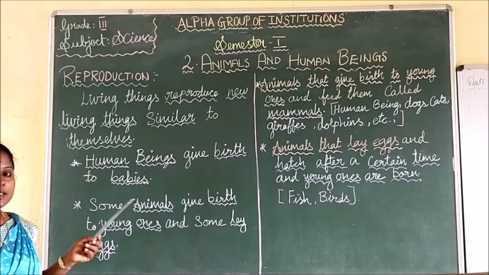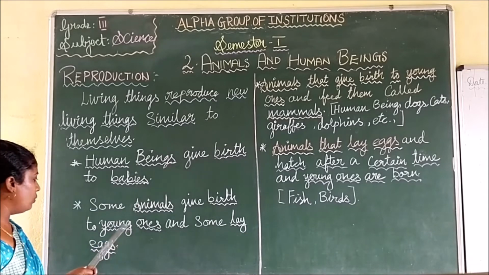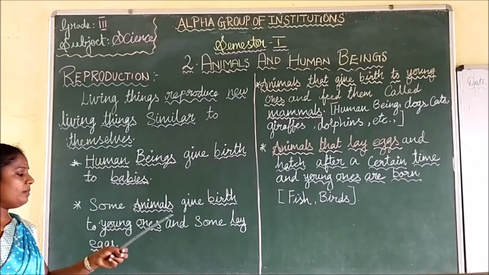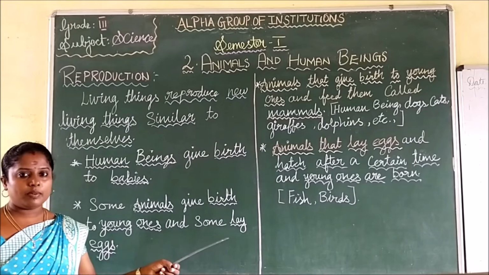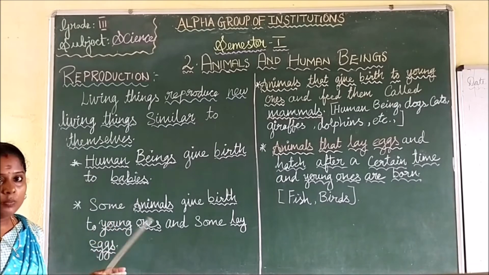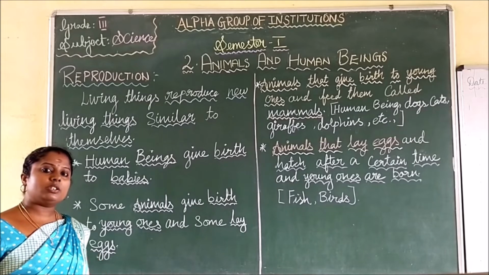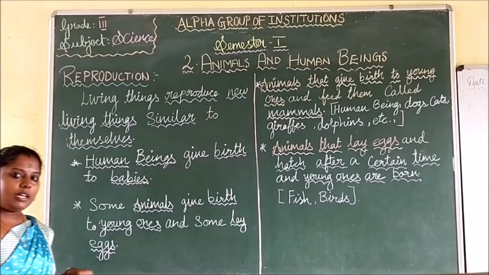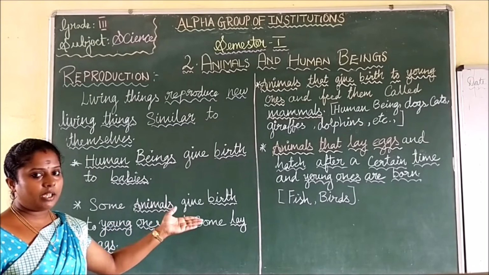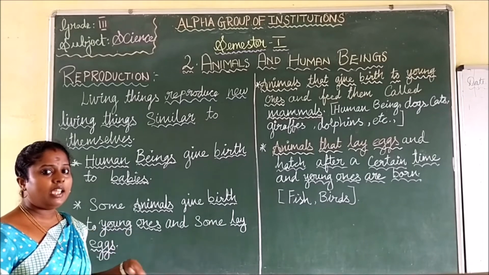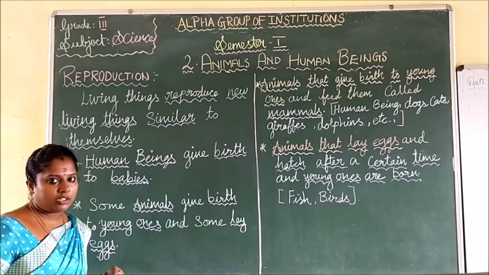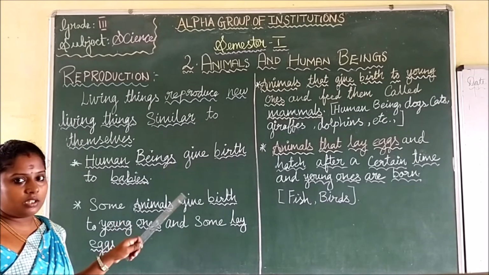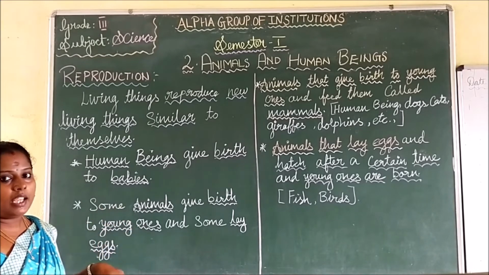And when it comes to animals, some animals give birth to young ones and some animals lay eggs. In human beings, they reproduce only by giving birth. But in animals, some give birth and some reproduce by laying eggs. Now we'll see how animals give birth and how they lay eggs.